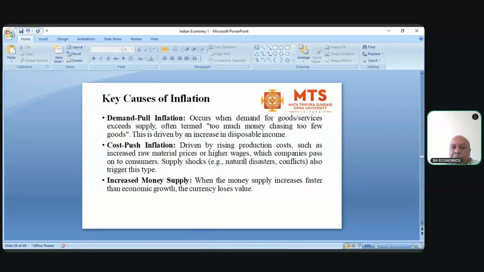Here we should remember that the supply of the product should not increase so fast. Only the money supply increases very rapidly, and in this case, the price of the product will increase.